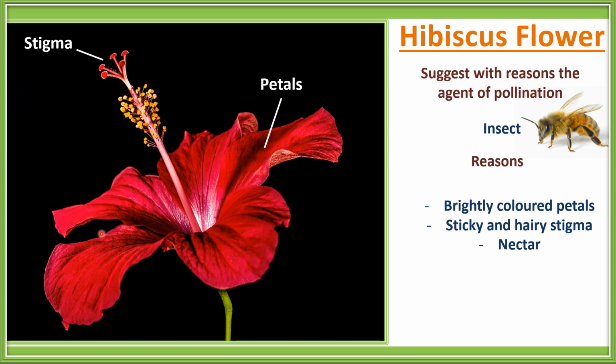Those lines that we are seeing in the petals, those are nectar guides. They guide the insects to go where the nectar is kept. So that means that they are pollinated by insects.